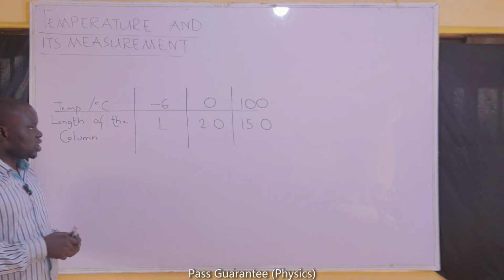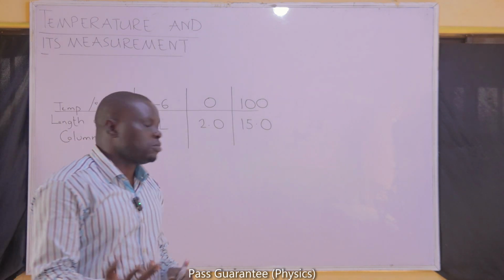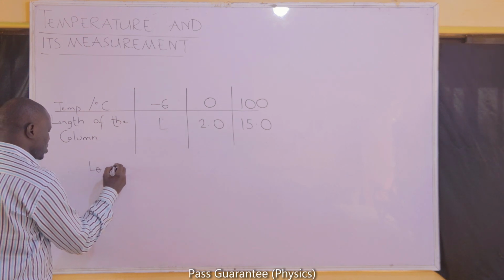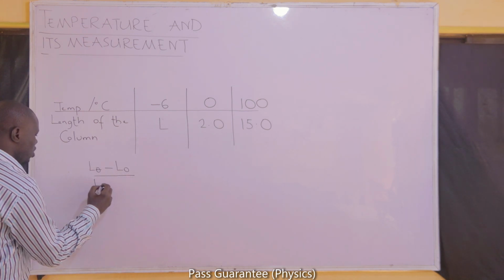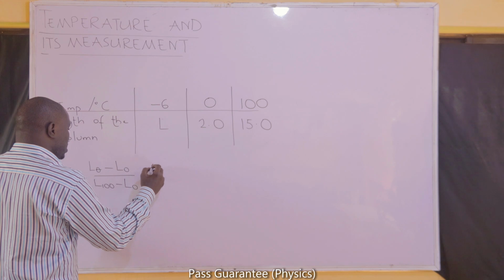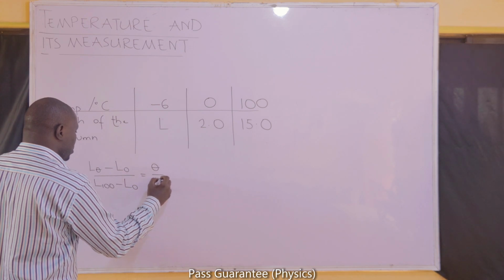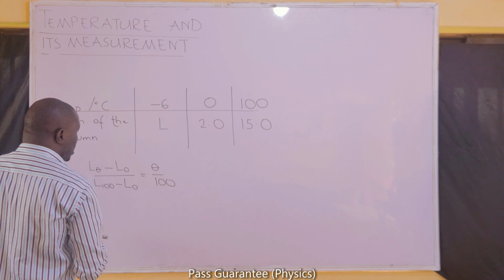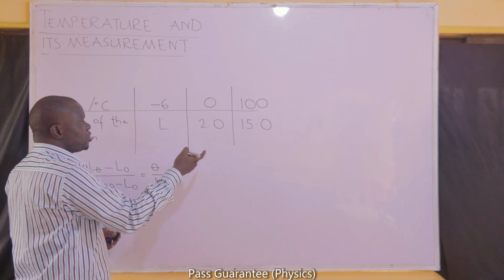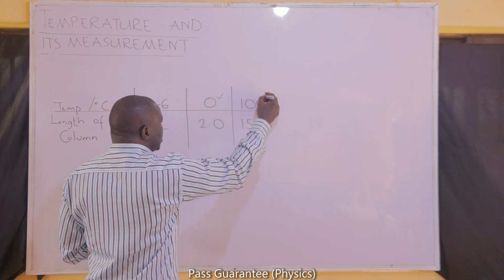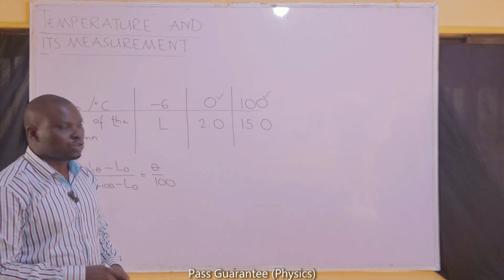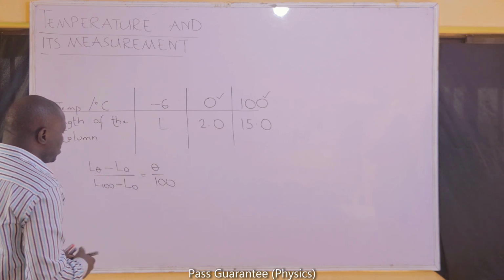So what we'll simply use is the formula that I gave you under calibration of a thermometer, the extrapolation formula. Remember it is (L_theta minus L_0) all over (L_100 minus L_0) is equal to (theta minus 0) all over (100 minus 0). The theta is any other temperature that you are given apart from the lower and upper fixed points. So the theta in this case is our -6.